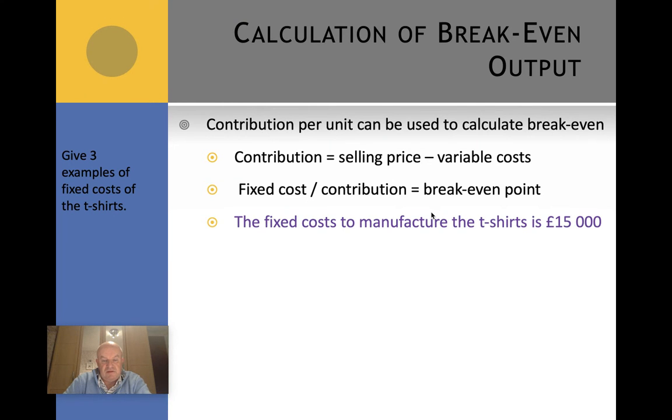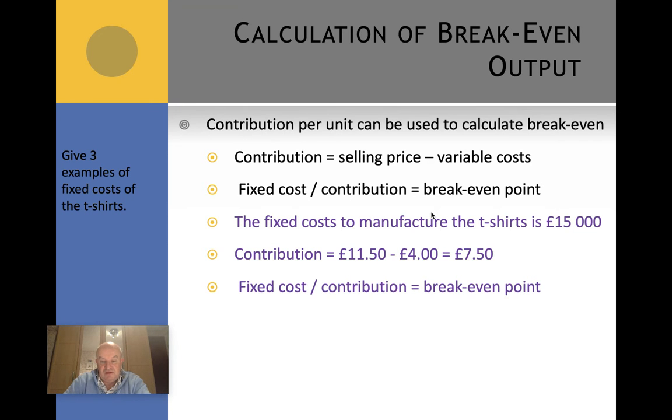Now, in this case, let's just take this step by step. The fixed cost to manufacture the t-shirts is £15,000. We know we've got a contribution per unit, based on the £11.50 selling price take away our £4, of £7.50 per unit. So to calculate how many lots of £7.50 we need to cover our fixed costs, we're going to take that 15,000 and divide it by our contribution per unit of 7.50, and that gives us a break-even point of 2,000 units.